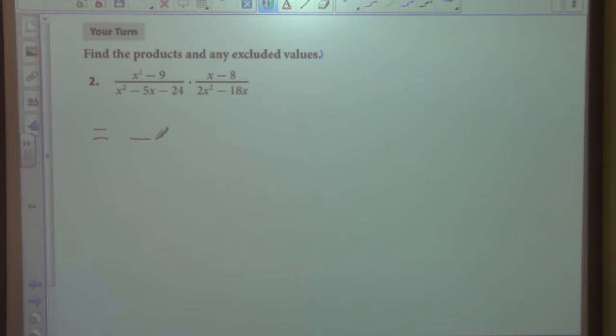The first thing we're going to look at is this x squared minus 9. Can we rewrite x squared minus 9 in factored form? Connor, what do you think this is in factored form? It'd be x plus 3 and x minus 3, right? Yep. Excellent work there, Connor. Okay, so that's our factored form of that.